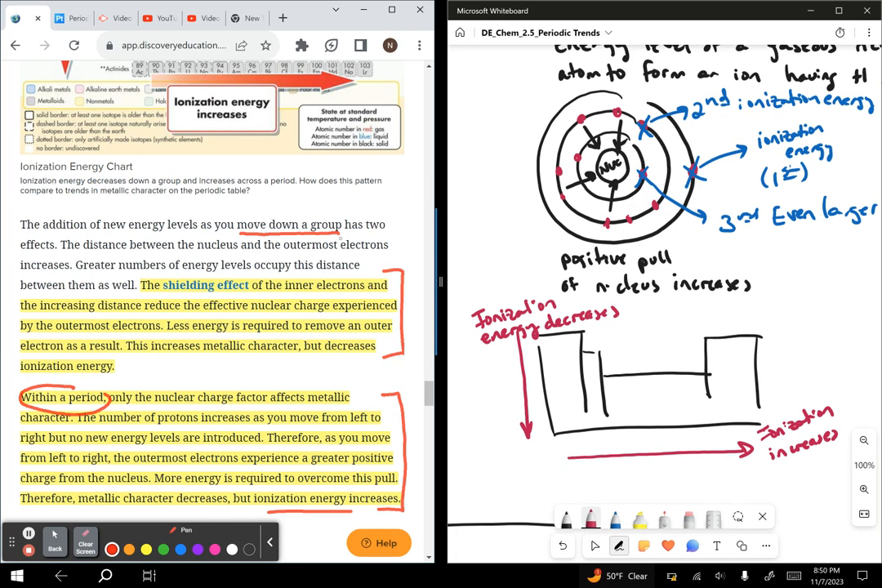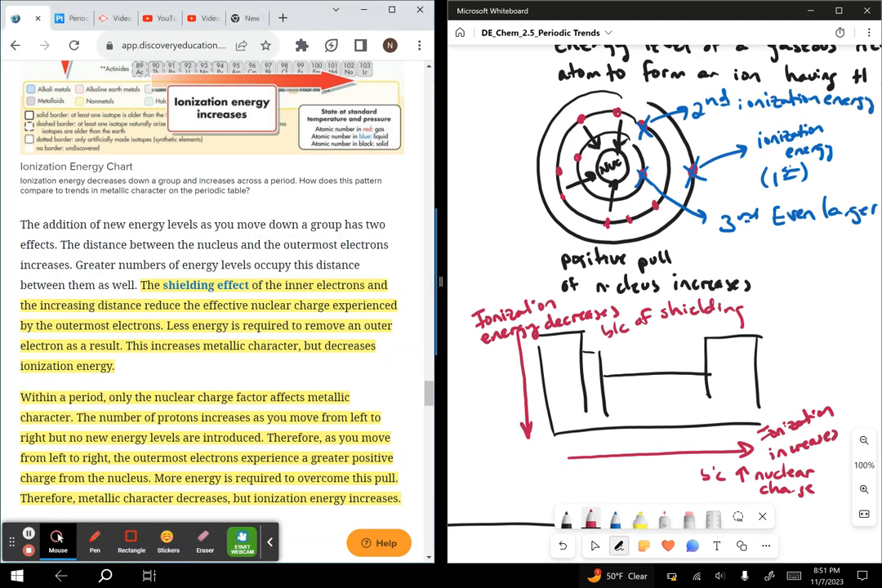But if you want to get down to it, what could we say? Ionization energy decreases down a group because of the shielding effect. And why does ionization increase over here? Because of increased nuclear charge, more positive charge as you move from left to right. All right. Clearing our screen and moving on.